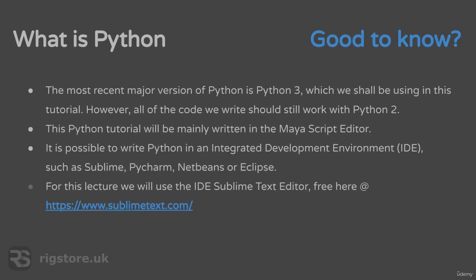The most recent major version of Python is Python 3, which we shall be using in this tutorial. However, all of the code we write should still work in Python 2 and will be back compatible. This Python tutorial will mainly be written in the Maya script editor, but it is possible to write Python in an integrated development environment, or an IDE for short, such as Sublime, PyCharm, NetBeans, and Eclipse.